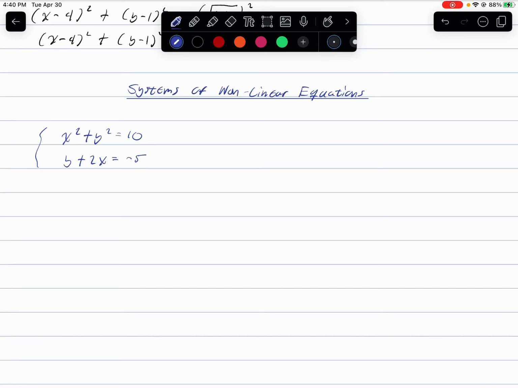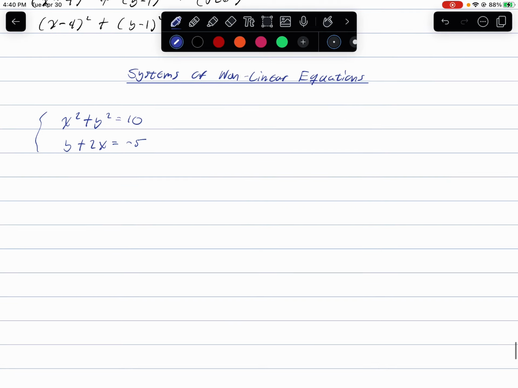In this video, I want to talk about solving systems of nonlinear equations. So here we're given a system of nonlinear equations. Specifically, this is a circle with a linear equation. For something to be a system of nonlinear equations, at least one of the equations has to be nonlinear. So we have a circle, which is definitely a nonlinear equation, and we have just a normal linear equation as well. Okay, we want to see if we can solve this.